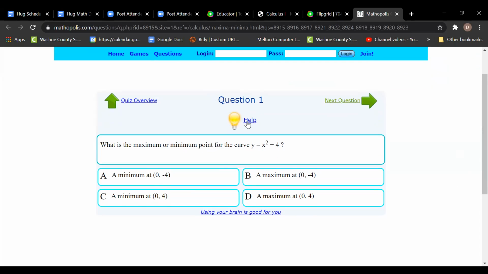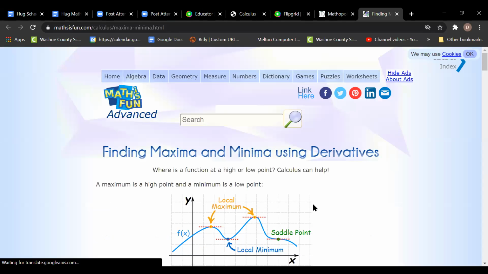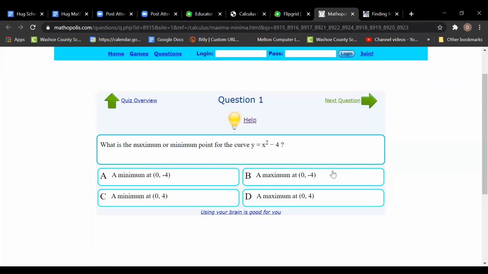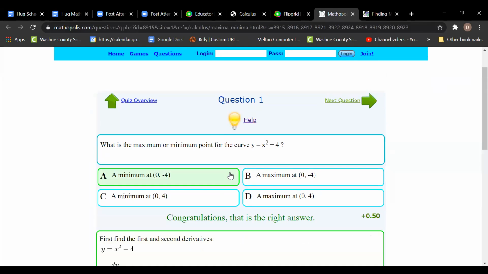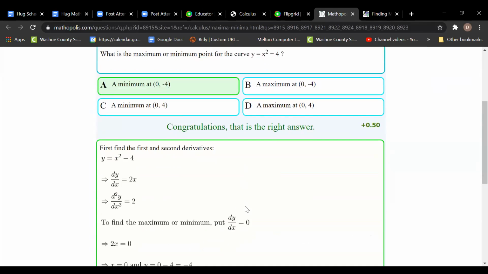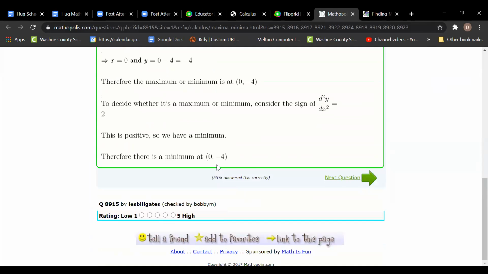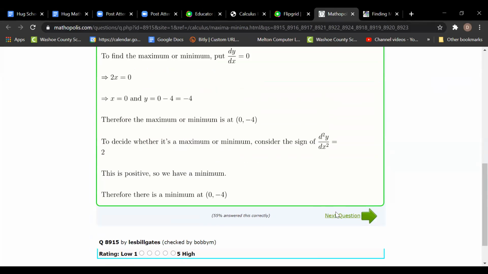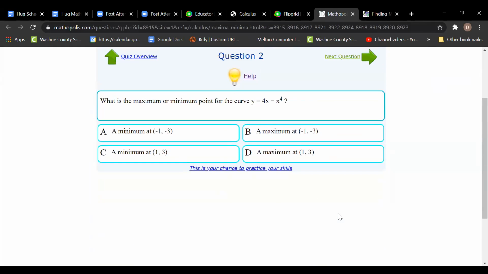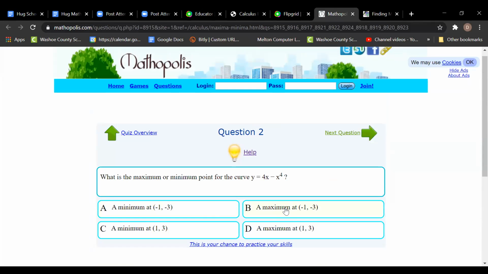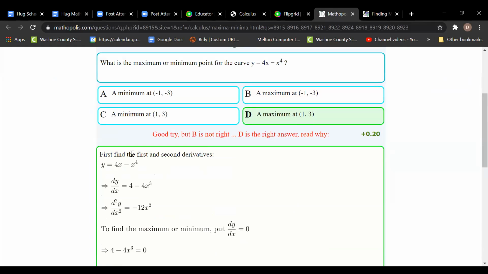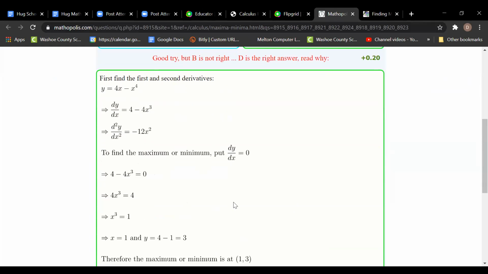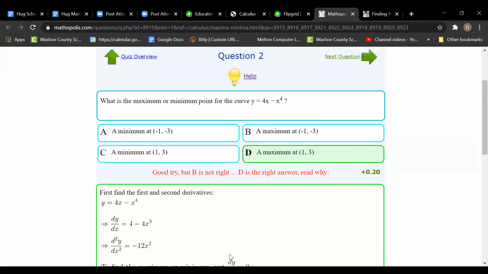And if you need some help, they do offer some suggestions of how to find it. And you just finish this, pick the right question, and I'll tell you if you have the right answers or not. In addition, I'll show you the steps specifically, and then you just go on to the next question. So here is question number 2. If you pick the wrong answer, it will still show you the steps right here. So make sure you go over all 10 questions.